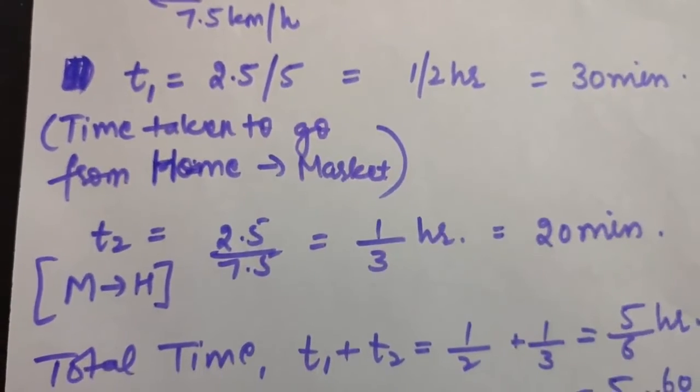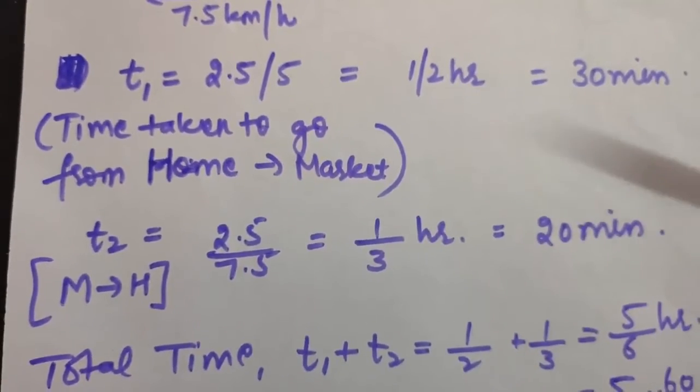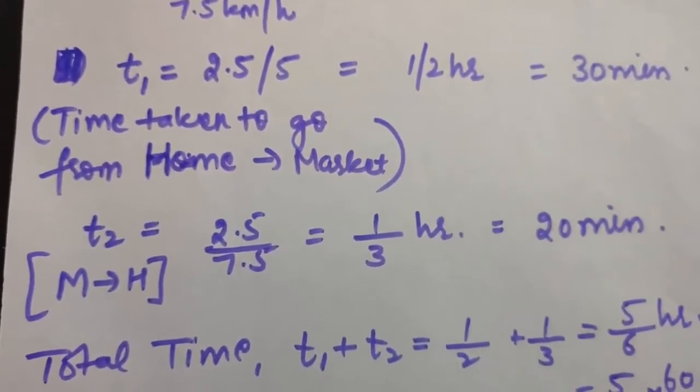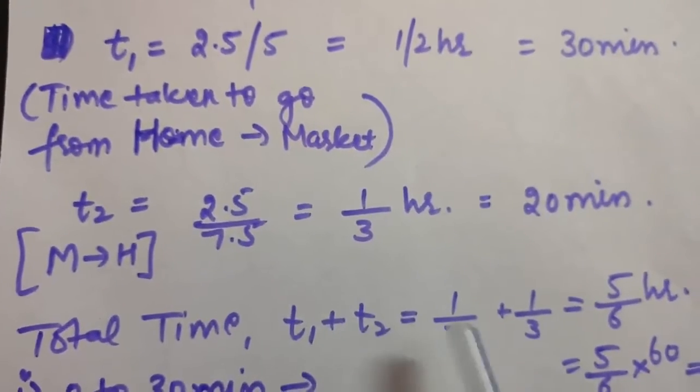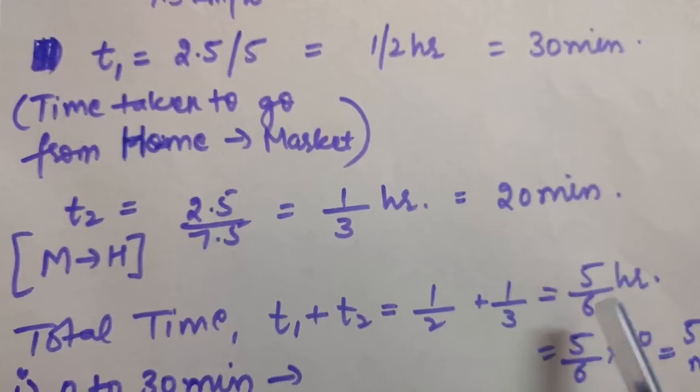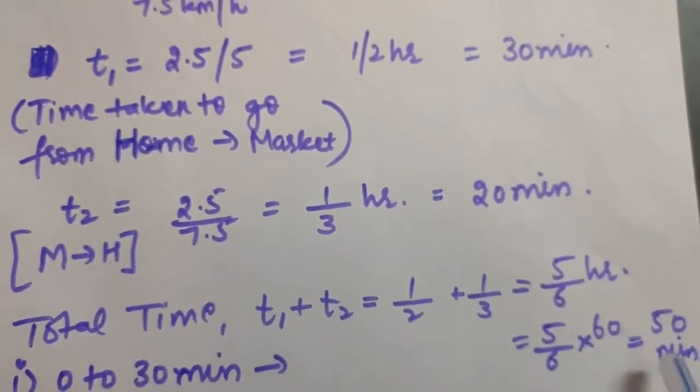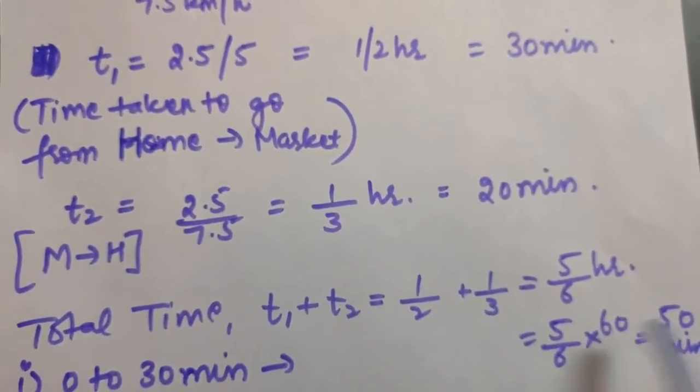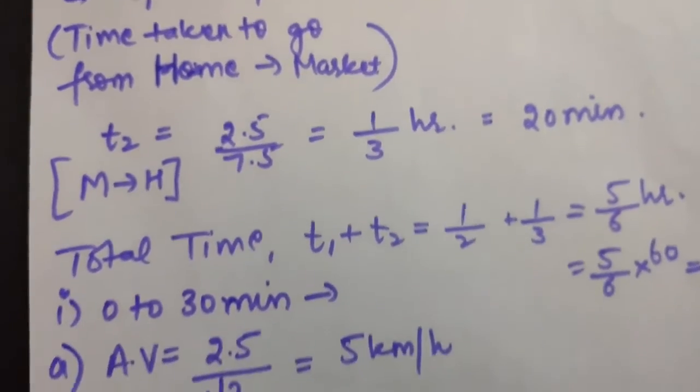So the total time taken for him for going to market and coming back is t1 plus t2, that is 1 by 2 plus 1 by 3, or you can say 5 by 6 hours, or you can say 50 minutes if I just multiply it by 60. Okay, now we will start with the question.